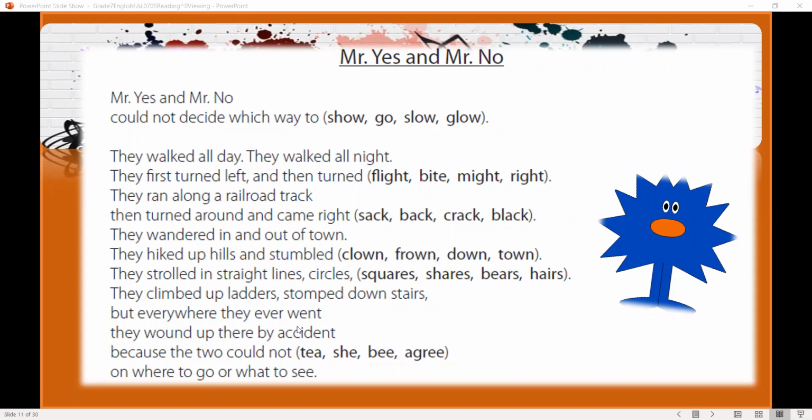Here we go. Well done, grade fives. They strolled in straight line circles, squares. They climbed up ladders, stomped down stairs, but everywhere they ever went, they wound up there by accident, because the two could not agree. Which one do you think? Here we go. Well done, pat pat. Because the two could not agree on where to go or what to see.